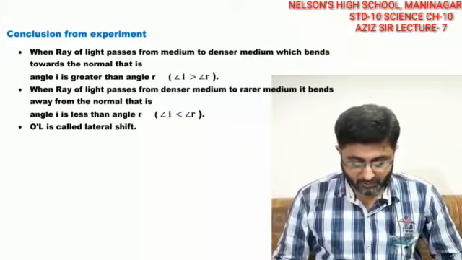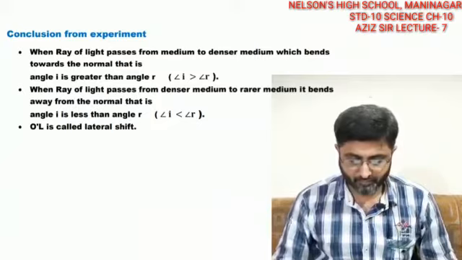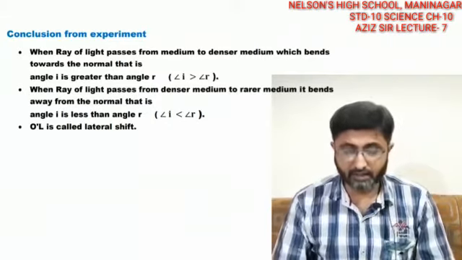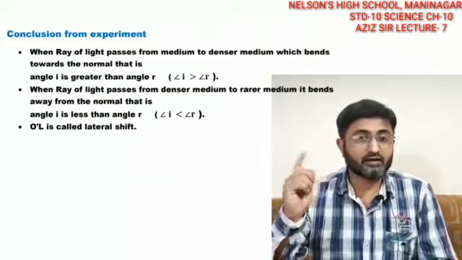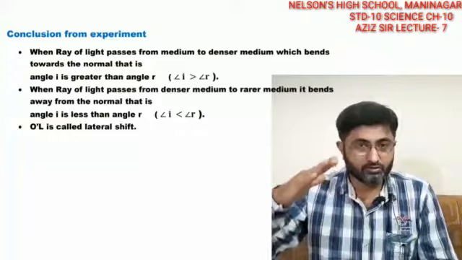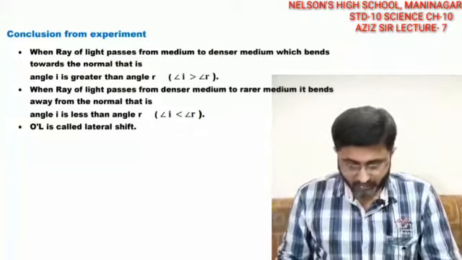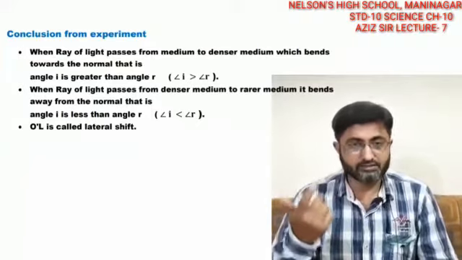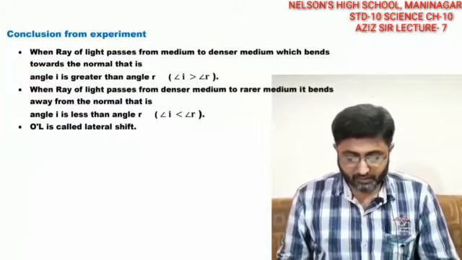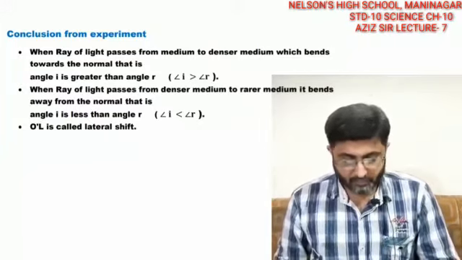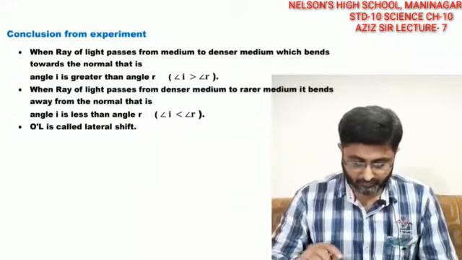As you are able to see here, in the initial case, angle i is greater than angle r, because it bends towards the normal and becomes shorter in the case from air to glass. Now, in the second case, from glass to air, the incident angle is smaller and the refracted angle becomes larger. So i is smaller than r.